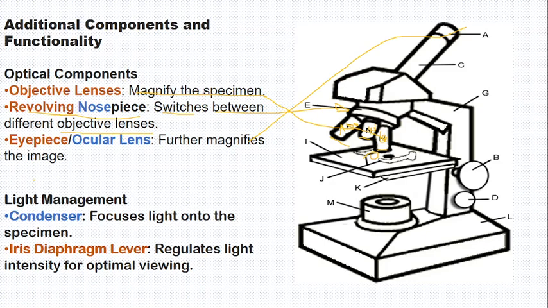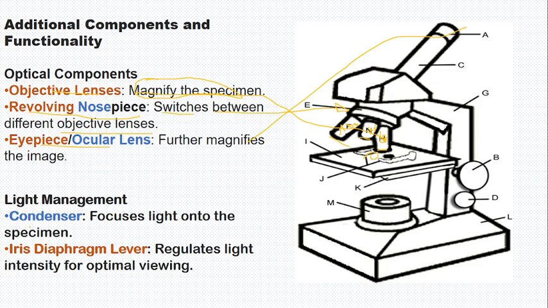So the objective lens and the eyepiece, their function is all the same. All of them are magnifying, to magnify the specimen. It means you need to increase the size of what you are looking at.